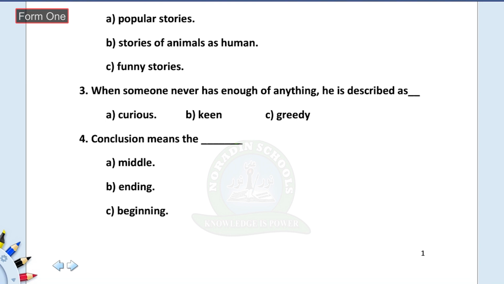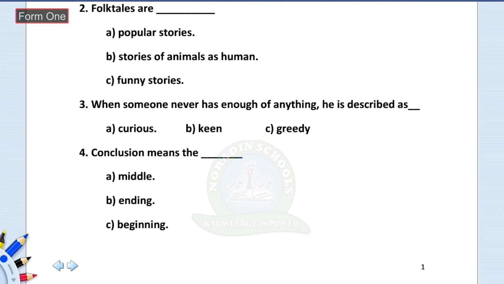Well, folk tales are popular stories. The third question is, when someone never has enough of anything, he is described as A. Curious. B. Keen. C. Greedy.